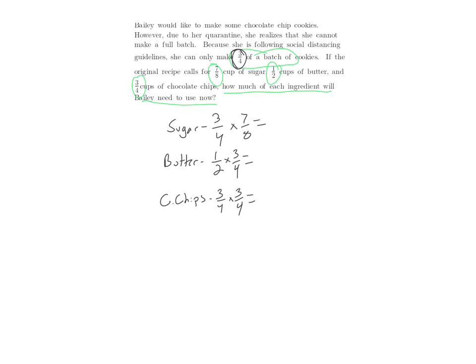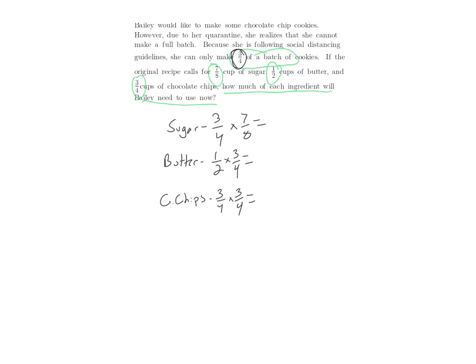And if you guys notice, I did not put 3/4 first here. I put 1/2 first in the butter because using the commutative property, it does not matter which order that I multiply in, it'll still turn out to be the same thing.